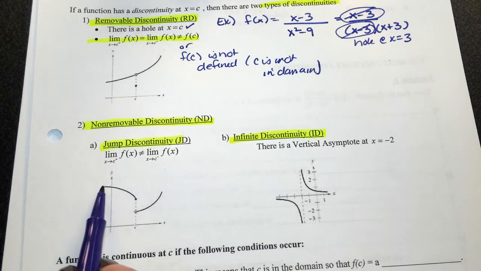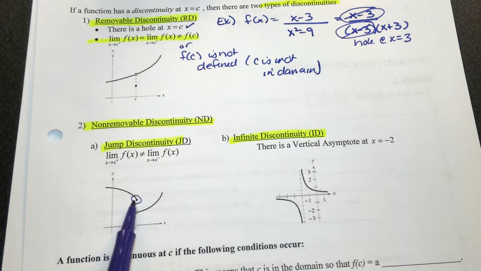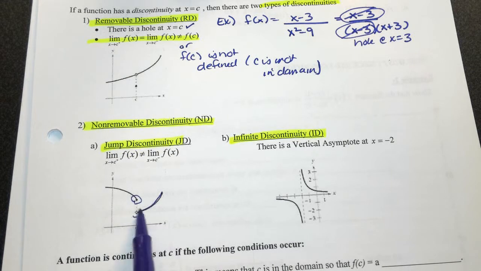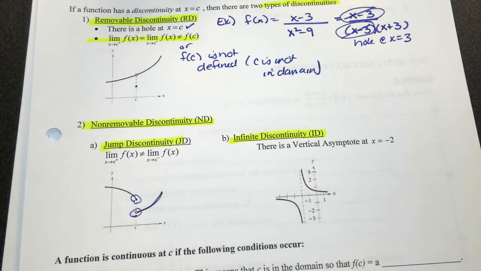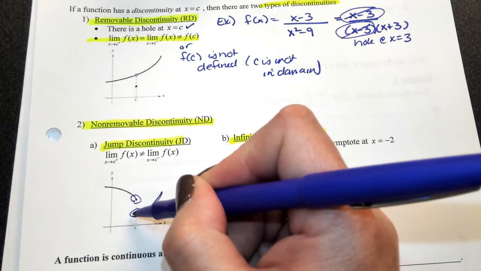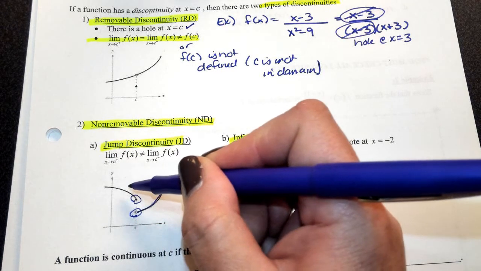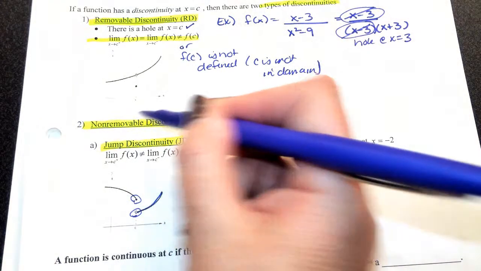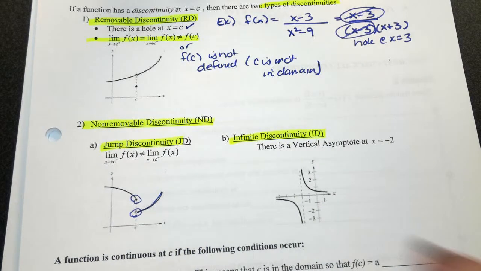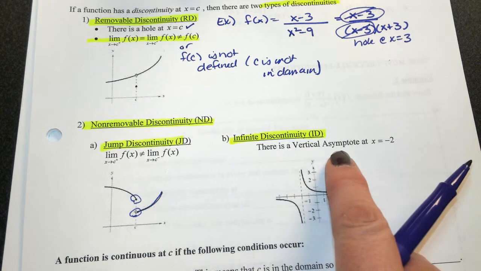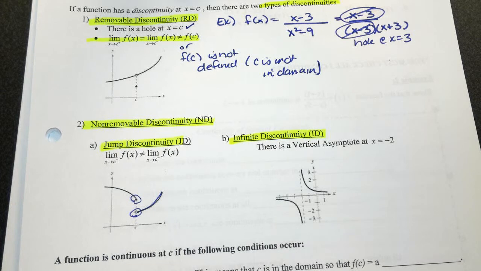If you graph it, notice the limit from the left would be here, but the limit from the right would be here. That's what we call a jump discontinuity, because literally you have to jump from one part of the graph to the other part. But that's all classified as non-removable discontinuity. Like I said, the infinite discontinuity occurs when you have a vertical asymptote.